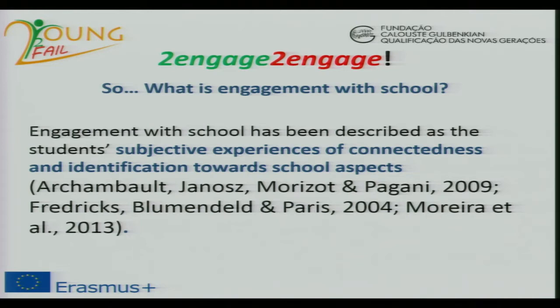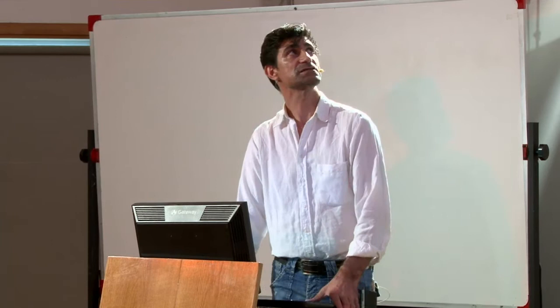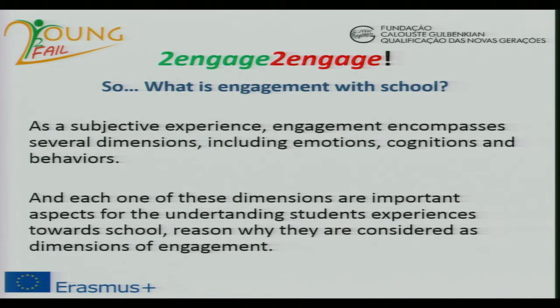Engagement with school, in spite of different frameworks, has been described as the students' subjective experiences of connectedness and identification towards school aspects. As a subjective experience, engagement encompasses several dimensions, including emotions, cognitions, and behaviors. And each one of these dimensions is an important aspect for the understanding of students' experience towards school, which is why they are considered dimensions of engagement.